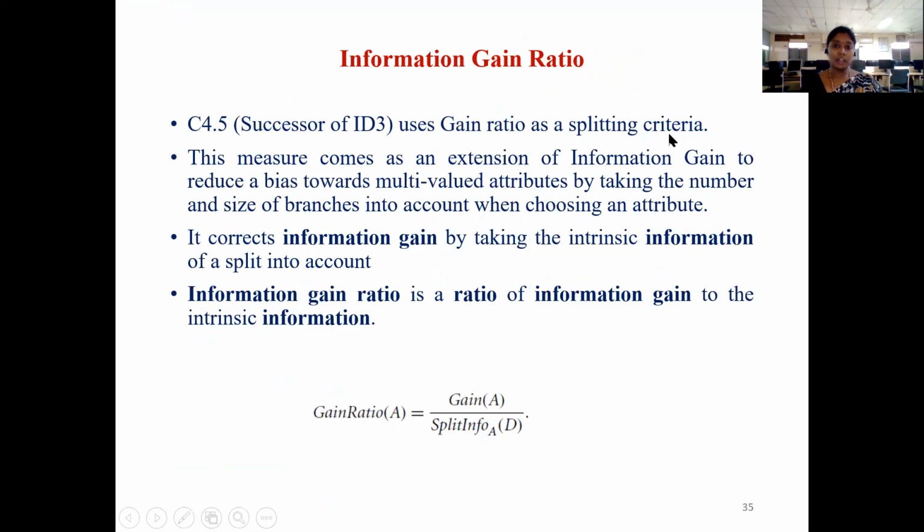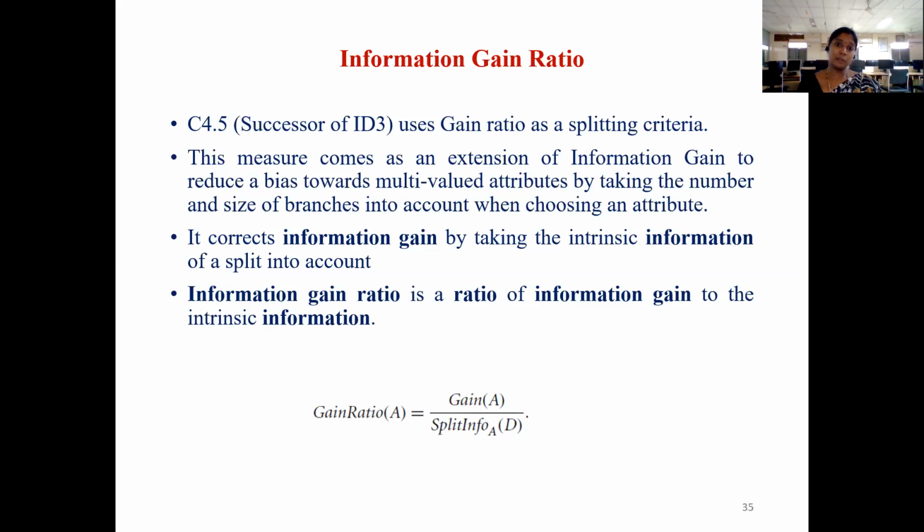C4.5 uses information gain ratio as a splitting criterion. Wait for a second. What are C4.5, ID3 and CART? Initially, I told you in the introduction of the decision tree. We have 3 algorithms for the decision tree. Sorry, the first one is ID3 and the next version of it is C4.5, and after that we have CART. These are the different algorithms in the decision tree.